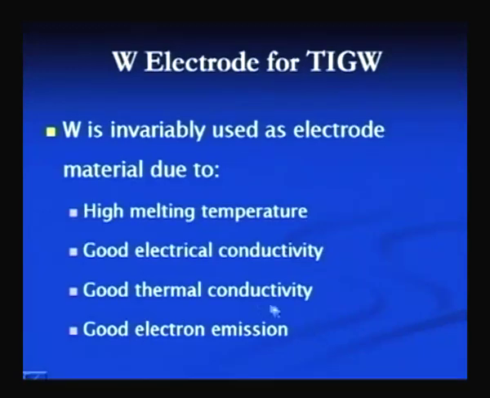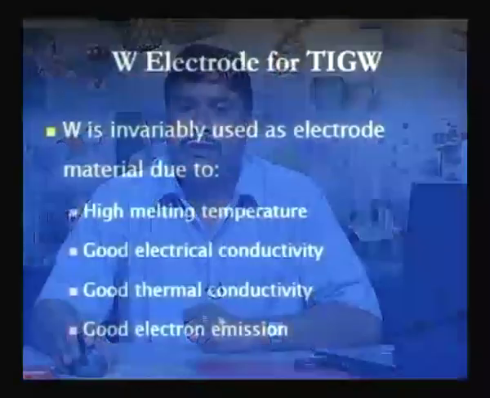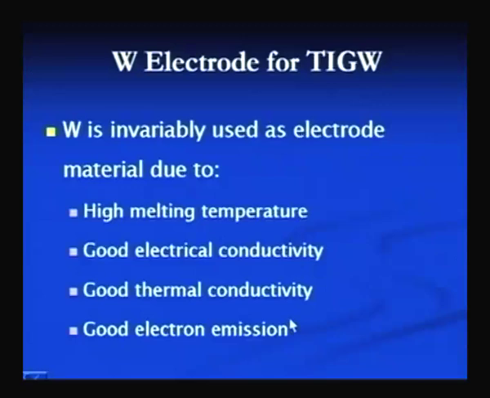emissivity, means for striking the arc and for arc maintenance, it is necessary to have electrons in the arc zone. And if the electrode is able to produce a large number of electrons easily, the striking of the arc and its maintenance becomes easy. That is why if tungsten is used as an electrode, it offers the advantage of good electron emissivity, and that helps to strike and maintain the arc easily in addition to the other factors.